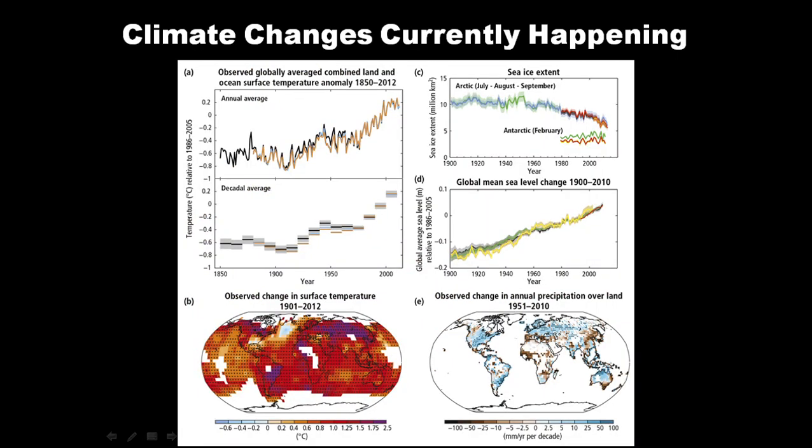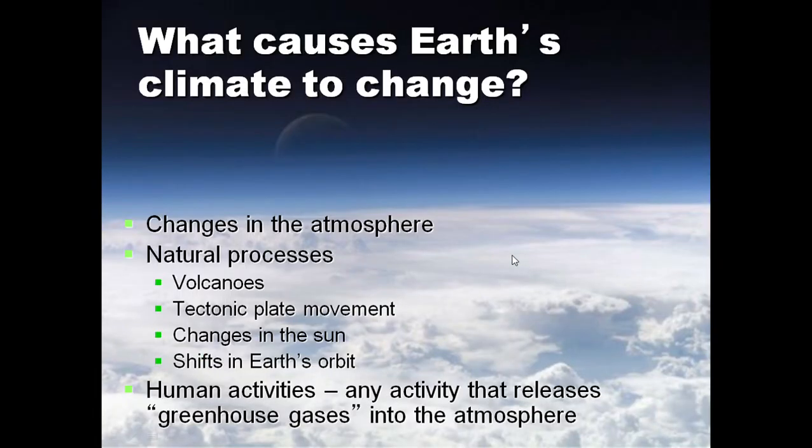Now, is climate change currently happening? See this. Observed average combined land and ocean surface temperature from 1850 to 2000. This is the annual average, and this is the decadal average. What difference can you see? See this. Observed changes of temperature from 1901 to 2012 and from 1951 to 2010. How much change we have observed. This is the ice extent for July, August, September in the Antarctic, and February, from 1979 to 2010. What a big change is happening.